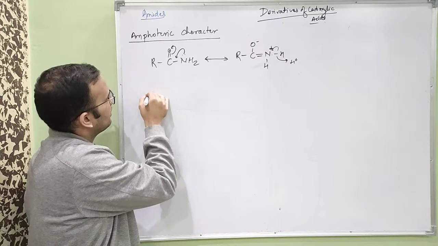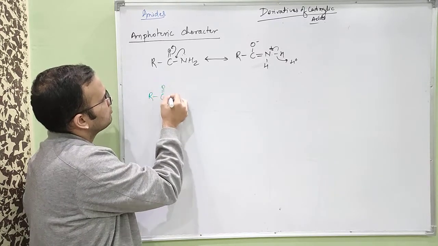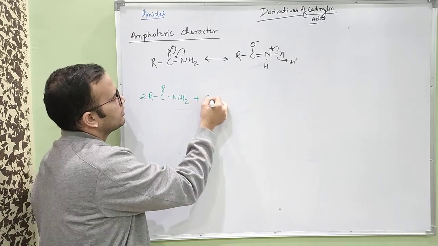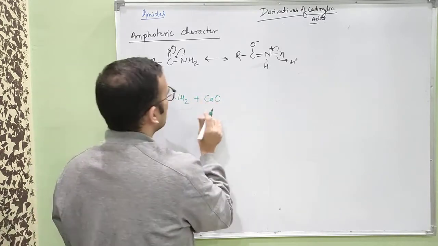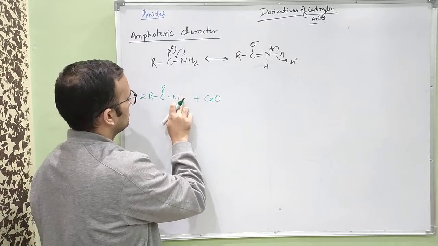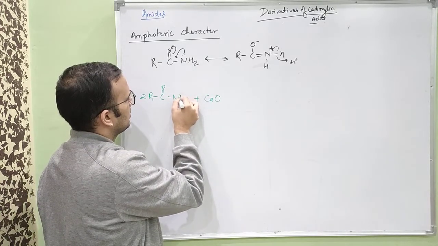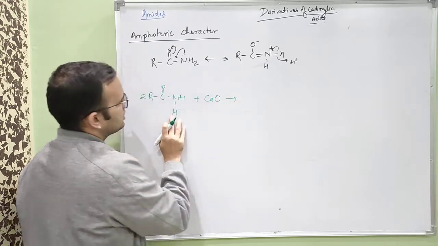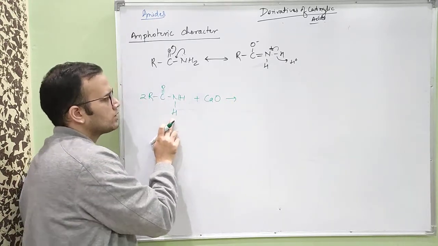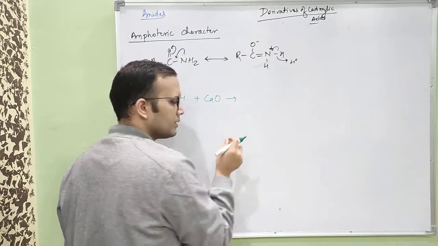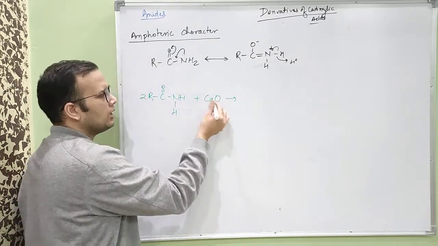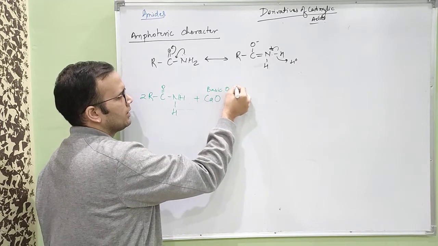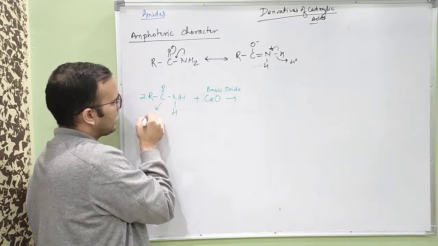Let's say we have RC double bond NH2. If we react it with this, what happens is, these two H from these two molecules and this O, this is basically an acid base reaction. This is a basic oxide. Let's be clear about it. This is a basic oxide. So this will behave like an acid.